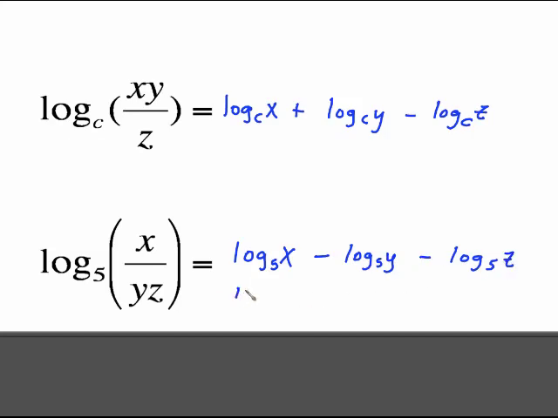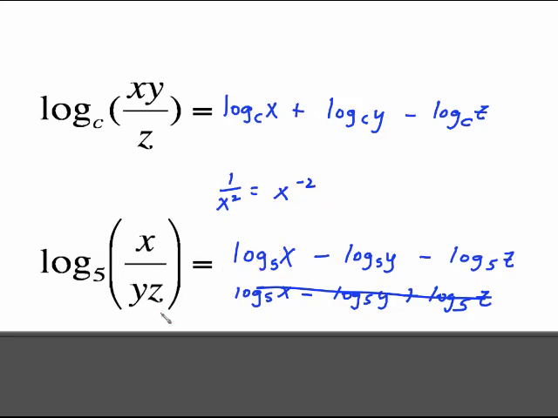A common mistake is for people to write log base 5 of x minus log base 5 of y plus log base 5 of z. But if you put the plus here, that's implying that this and this were multiplied together, which would have put the x and the z both in the top. So what I think is the easier way to go is just to think about where it came from. If it's in the top of a fraction, it's positive. If it's in the bottom of a fraction, it's negative. Now think about your exponent laws. Remember something like 1 over x squared converted to a negative exponent? Same idea. If it's in the bottom, it's going to have a minus in front of it.